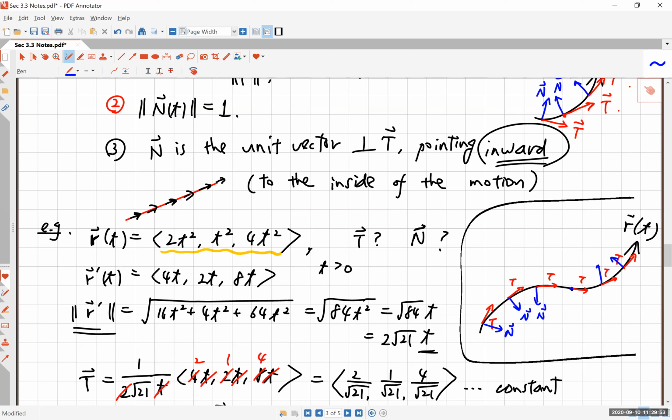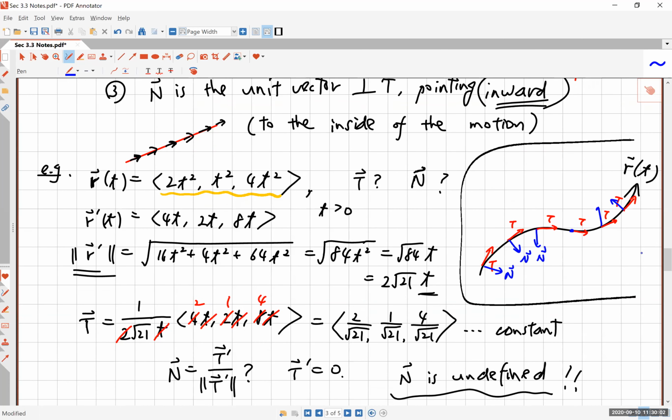All right, so what happens right at the inflection point? The inflection point is where the derivative of the unit tangent, T prime, becomes zero. And once T prime is zero, you cannot divide by the norm of T prime, which is zero. T is not zero here, but the way that T is moving, T prime becomes zero. So right at the inflection point, N is undefined.